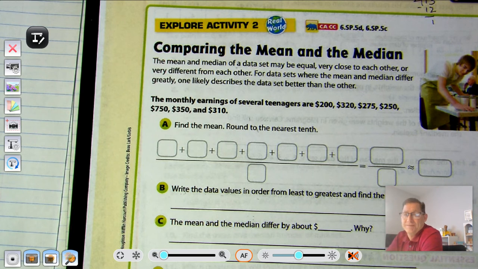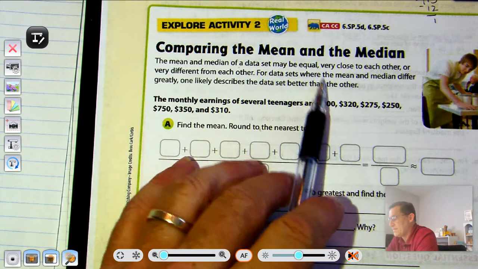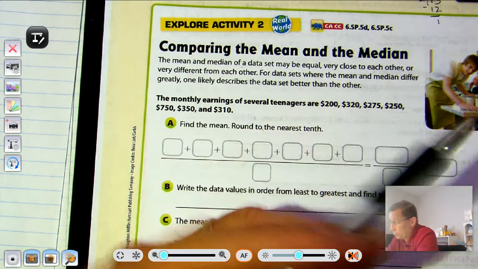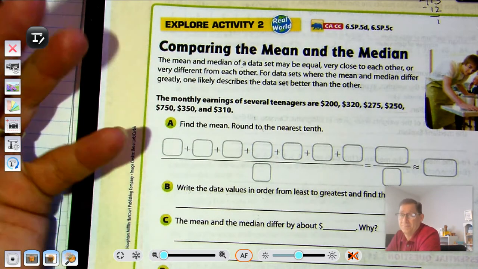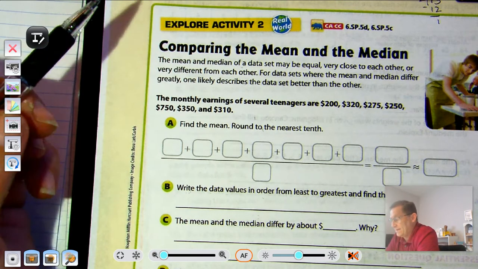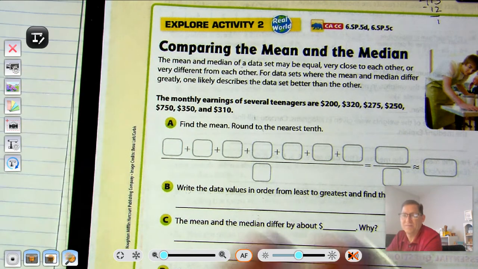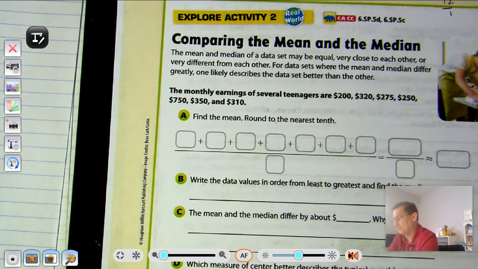the data points. All right, so the mean and median of a data set may be equal, very close to each other, or very different from each other. For data sets where the mean and the median differ greatly, one likely describes the data set better than the other. And that's what we're going to be practicing right here.